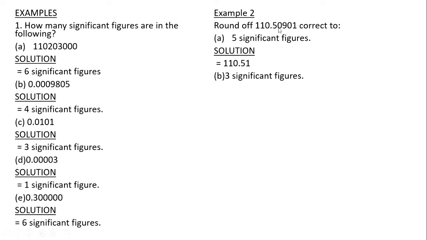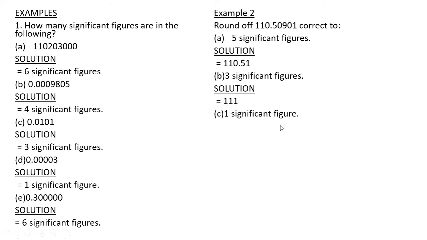Round off 110.50901 correct to 3 significant figures. Since we have 2 significant figures there, to make 3 significant figures, we are going to add a 1 to that 0 since that 5 is there. So if it was a number less than 5, we're going to add a 0. But since it's a number which is 5, we'll add a 1. So to 3 significant figures, we are going to get 111.